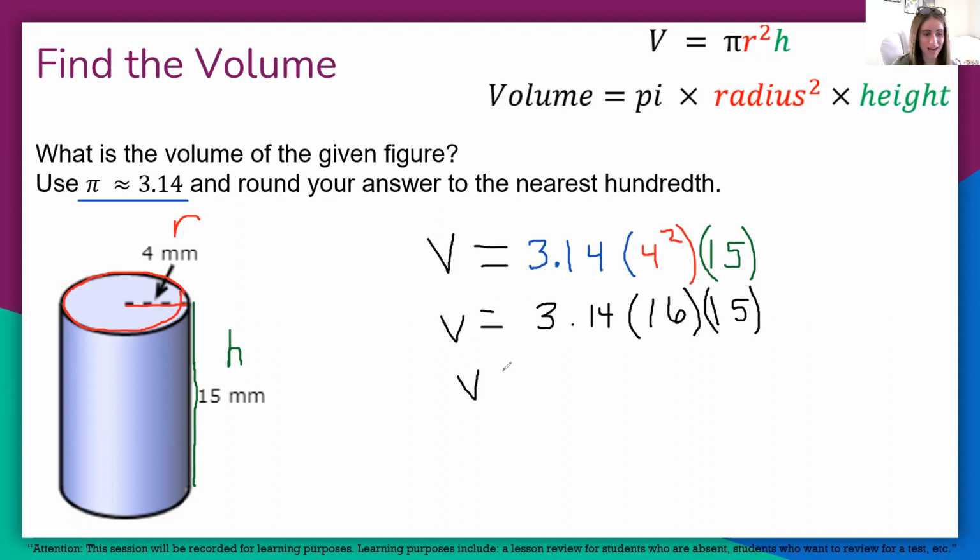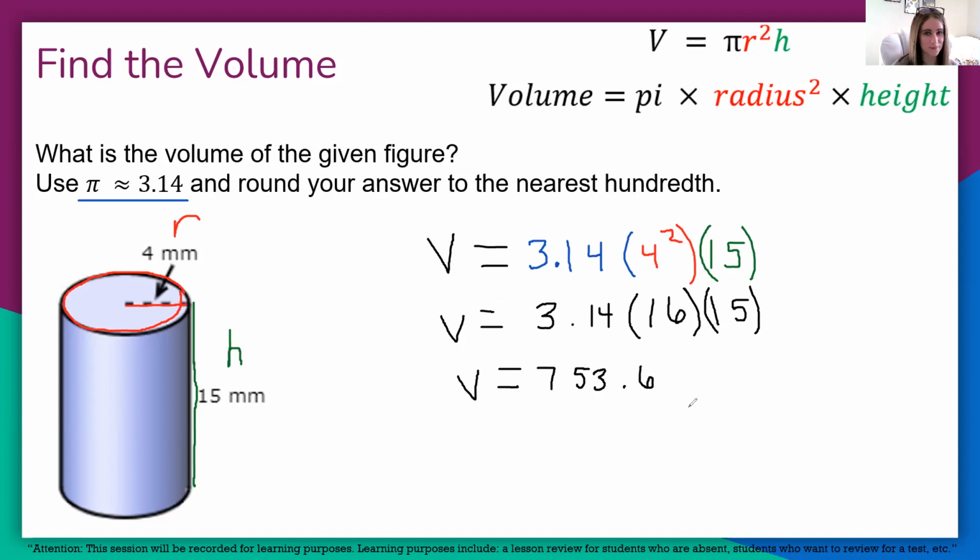And we do not have to round our answer. And honestly, the reason why is because we already rounded our pi. We already approximated that. Our volume of this cylinder is 753 and 6/10. And of course, don't forget your label.